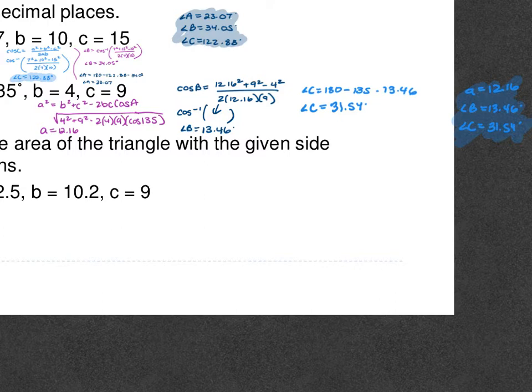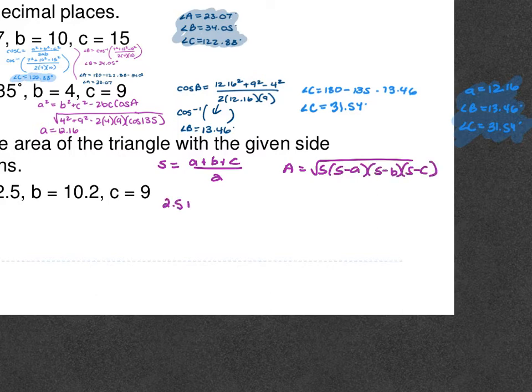Questions on either of those? Okay, then came the area. This was Heron's formula, right? So if I've got 3 side lengths, again, remember tomorrow it's just going to say area and you've got 2 different kinds. The 3 side lengths is your Heron's formula, which gives you S is A plus B plus C over 2. And then the area is the square root of S times S minus A times S minus B times S minus C. So 2.5 plus 10.2 plus 9 all over 2.